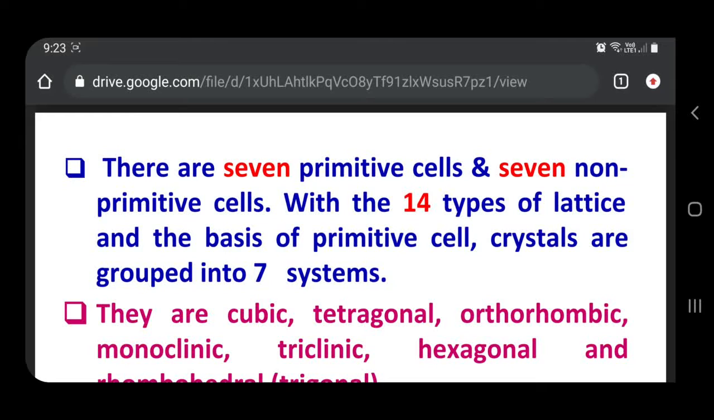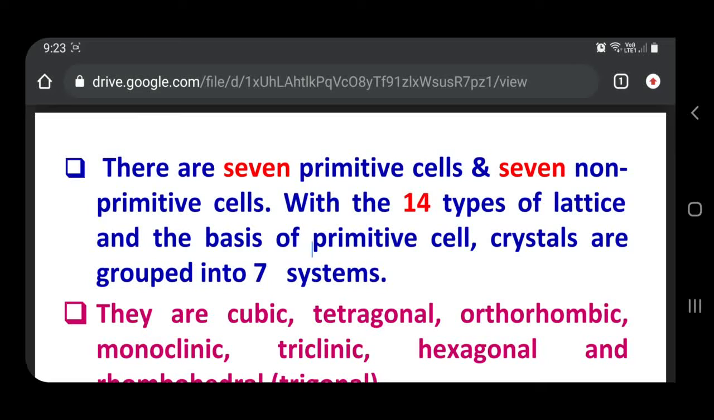In another definition I have mentioned, a primitive cell is one in which atoms are present only at the corners, with no other atoms in the interior or at the faces of the cube. So out of 14, 7 are primitive cells, and the remaining 7 are non-primitive cells.